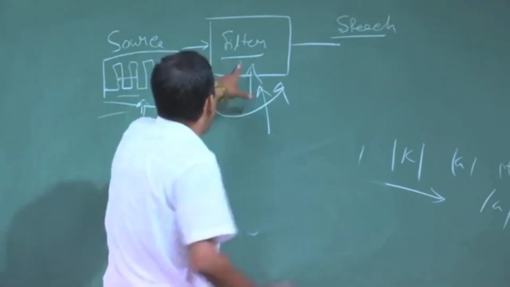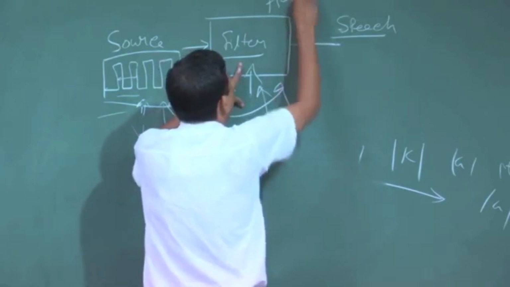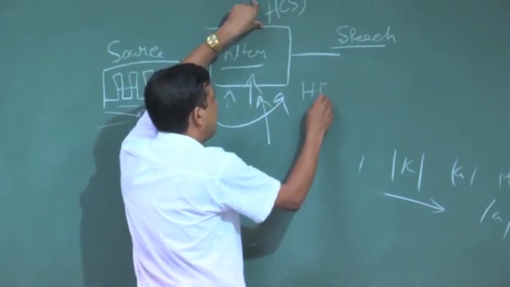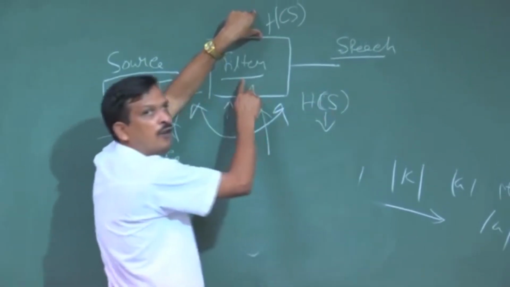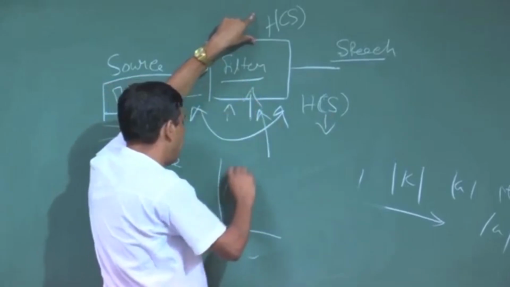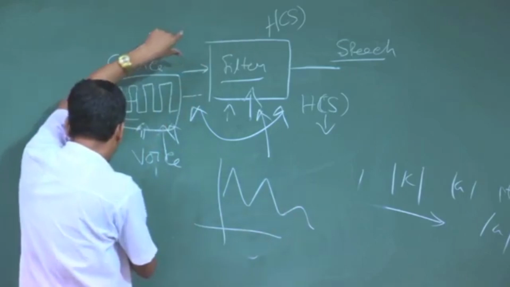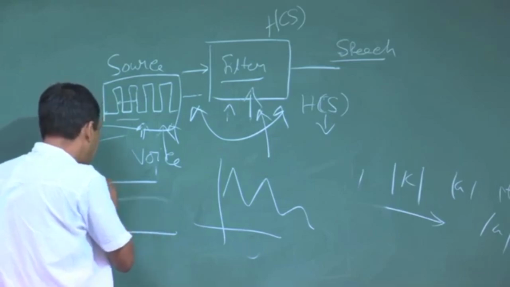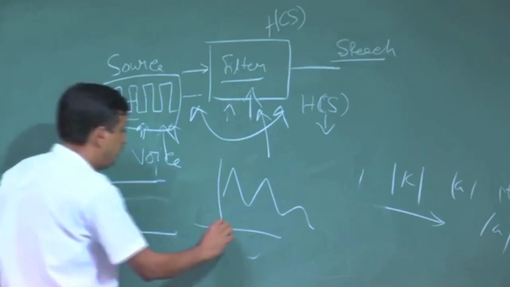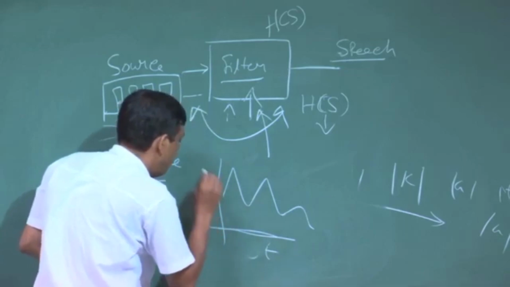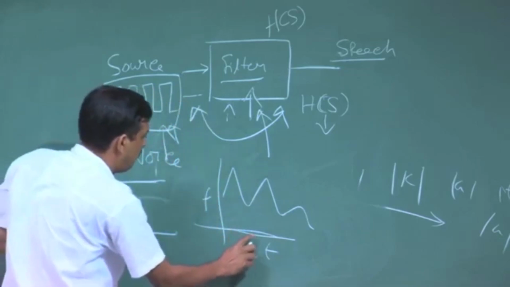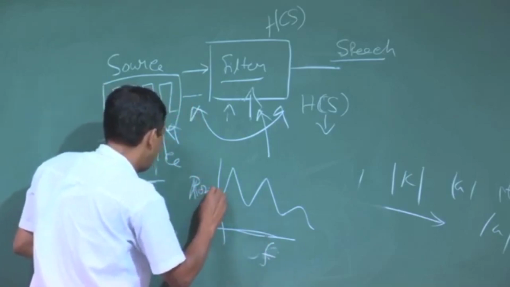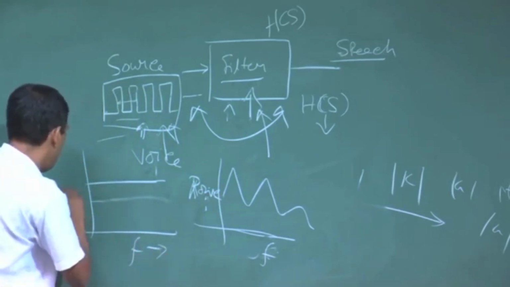If I say the filter is represented by H(s), the Laplace transform, or you can say H(n), whatever, H(s) represents the frequency response of the filter. If the frequency response of the filter looks like this, and the source is an impulse, it contains all the frequencies at the same height. This is the frequency, and this is the power.